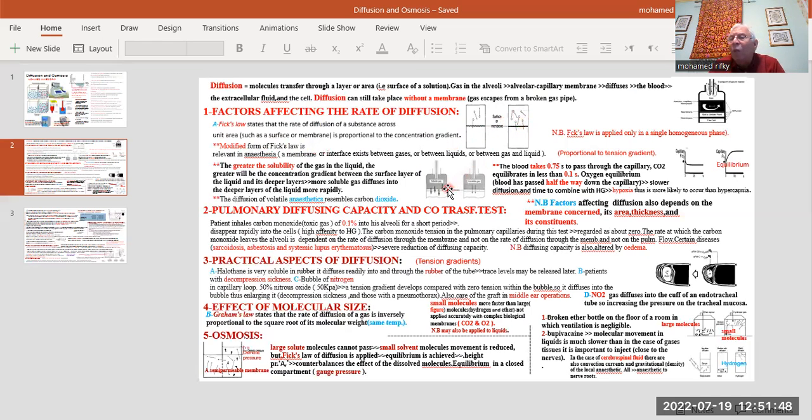Like, for instance, we have carbon dioxide. Carbon dioxide, as you can see, diffuses much more than oxygen in the liquid. Whenever it diffuses, it creates a tension. Tension means the partial pressure of the gas in a liquid. The greater the difference between the tension inside the liquid and outside, the more gas goes through the liquid. So these are the factors that govern the passage of a gas through a liquid.